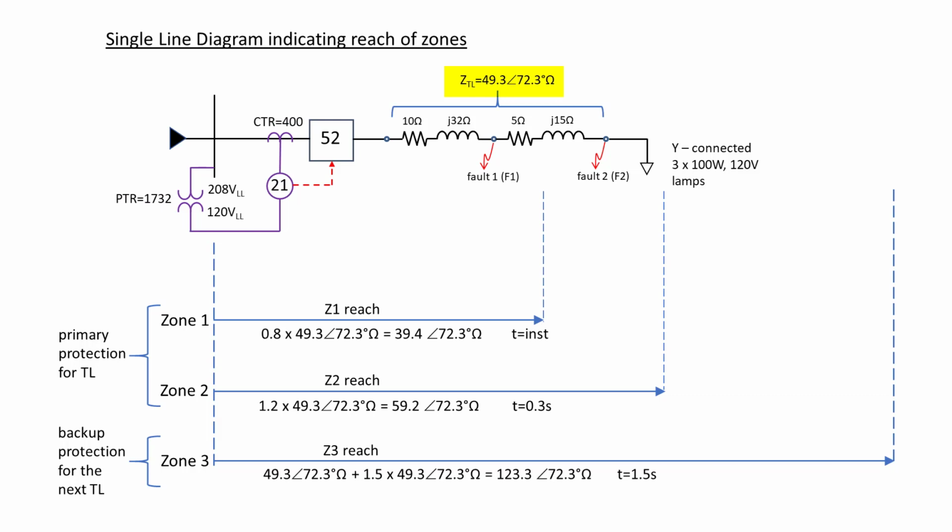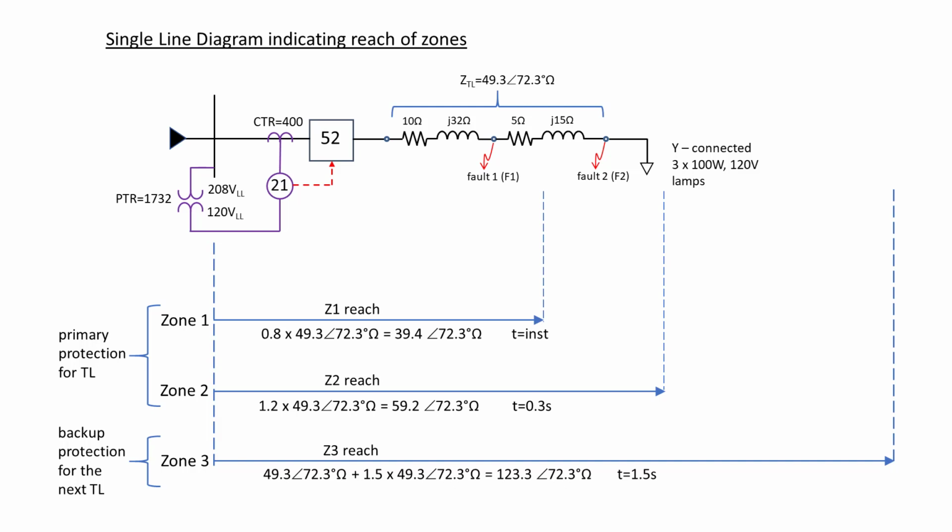Looking at the transmission line, the total impedance is 49.3 ohms at 72.3 degrees. So this is the total length of our line, and this is a faultable transmission line. There are access points where we can insert some wires to create a short circuit to simulate a fault. We have 2 faults that we can simulate, one at F1 and one at F2.